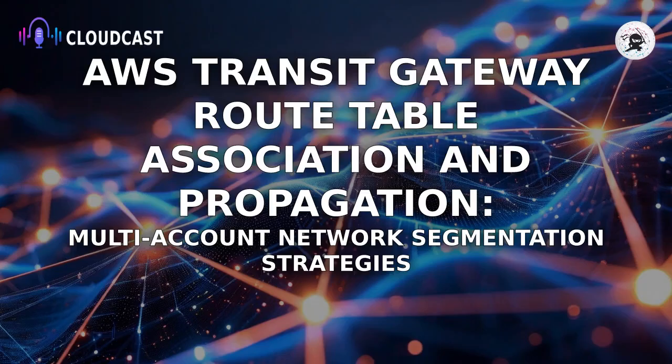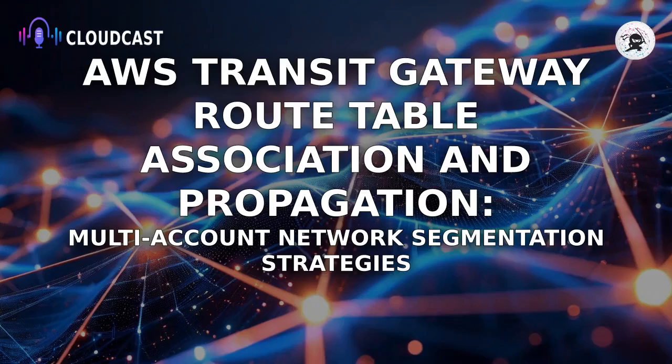Yes, but here's where it gets interesting. You associate production VPC attachment with production RT, then you propagate shared services routes into production RT, but you do not propagate dev routes into production RT. This means production can reach shared services but has no route to dev. Traffic literally cannot flow because there's no route entry. Oh, that's elegant. It's not a firewall rule that could be misconfigured, it's the absence of a route. The traffic has nowhere to go.